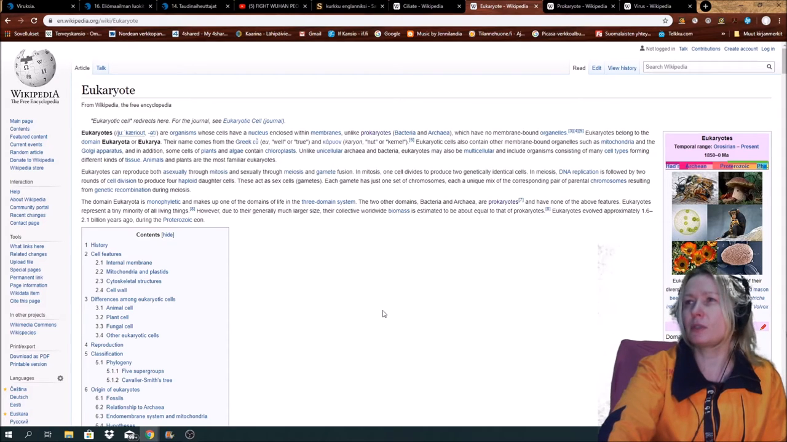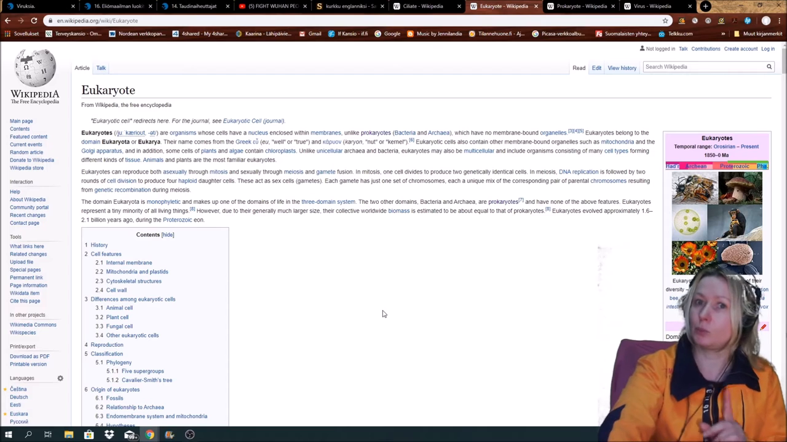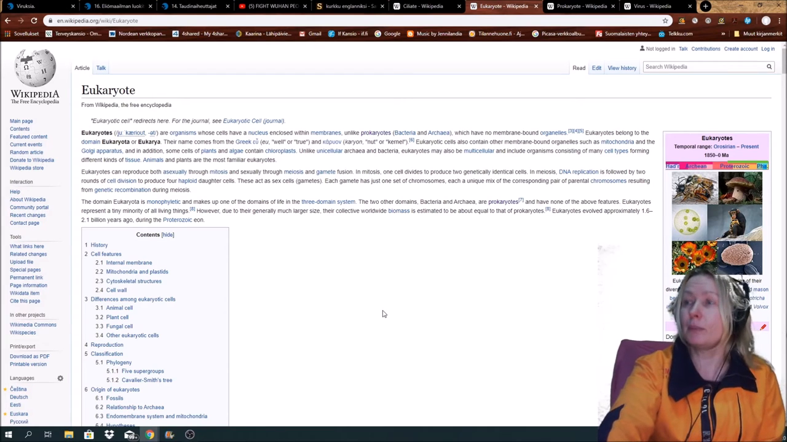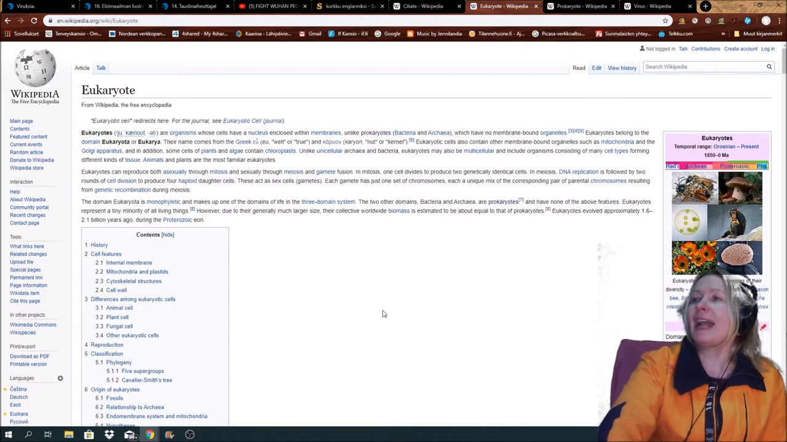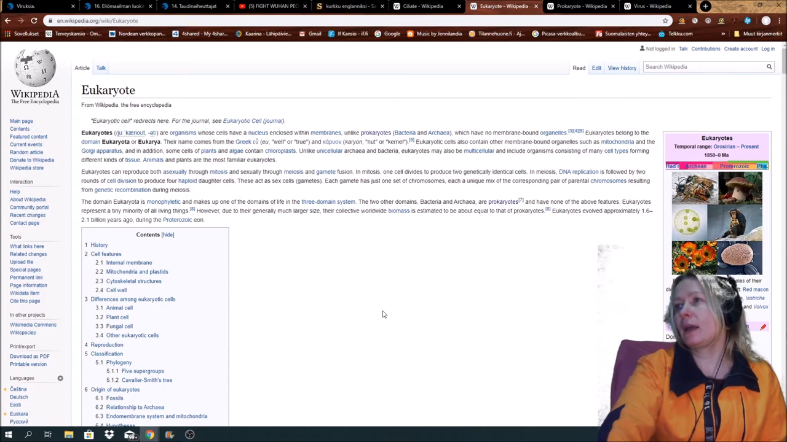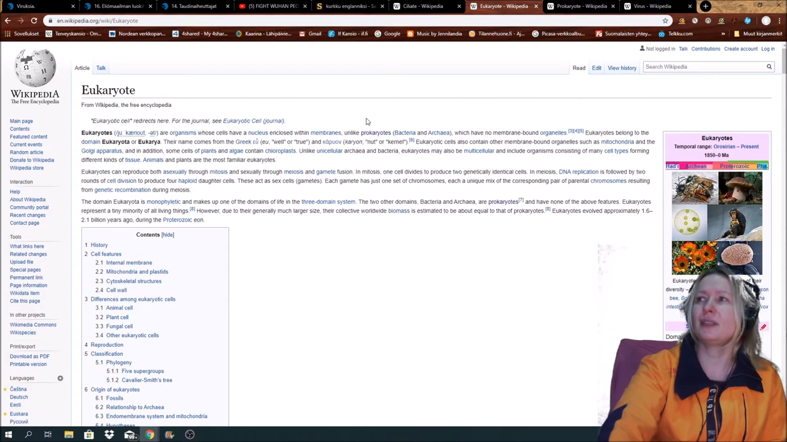And in addition, some cells of plants and algae contain chloroplasts, which is one very, very interesting part of this world. Chloroplasts is such an amazing and fascinating subject. Unlike unicellular archaea and bacteria, eukaryotes may also be multicellular and include organisms consisting of many cell types forming different kinds of tissue. Animals and plants are the most familiar eukaryotes. But these are kind of common knowledge. I just don't know how to say these things in English.